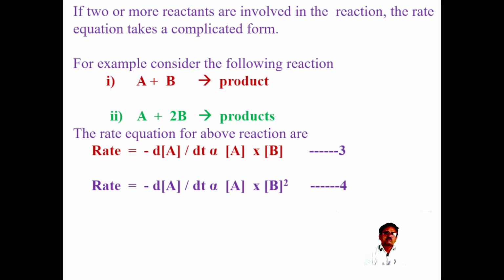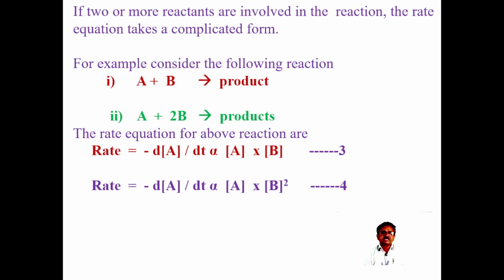If two or more reactants are involved in the reaction, the rate equation takes a more complicated form. For example, let us consider the following reactions: A plus B gives product. First of all, we have just seen A gives product. Now we added one more reactant, A plus B gives product, and the second reaction, A plus 2B gives product.